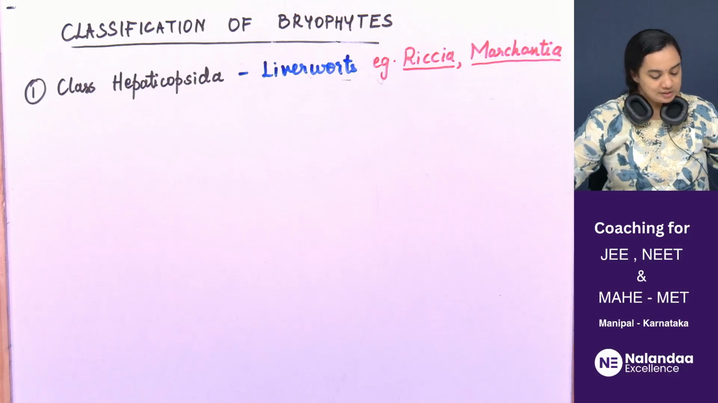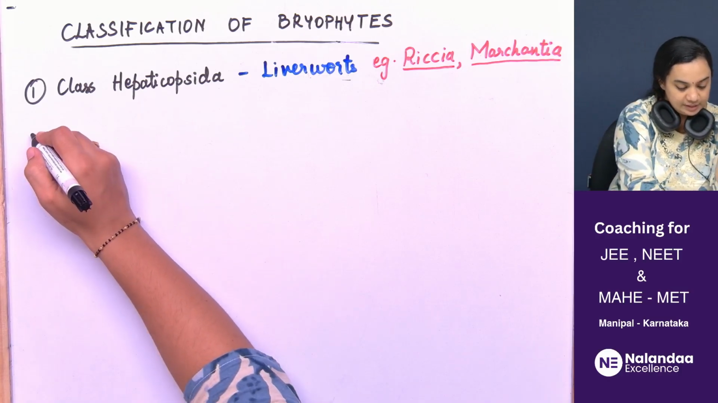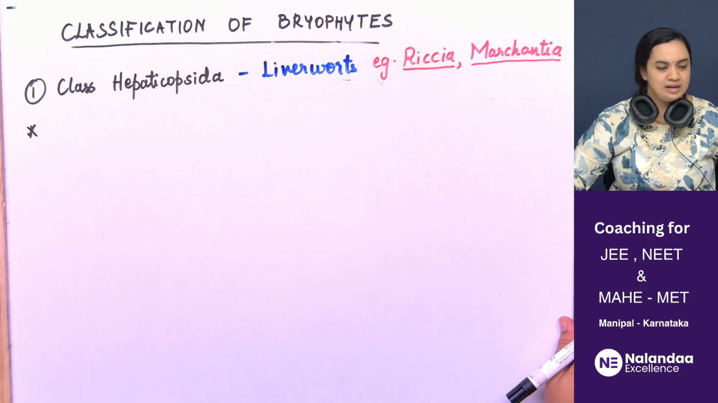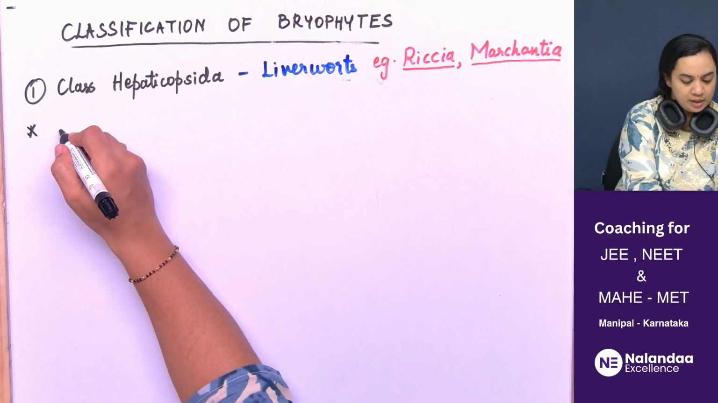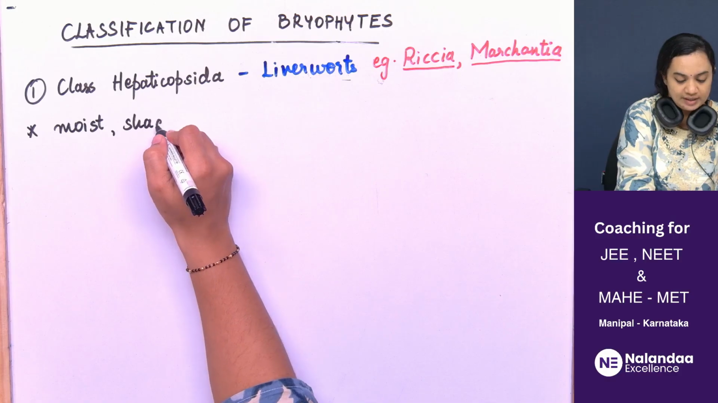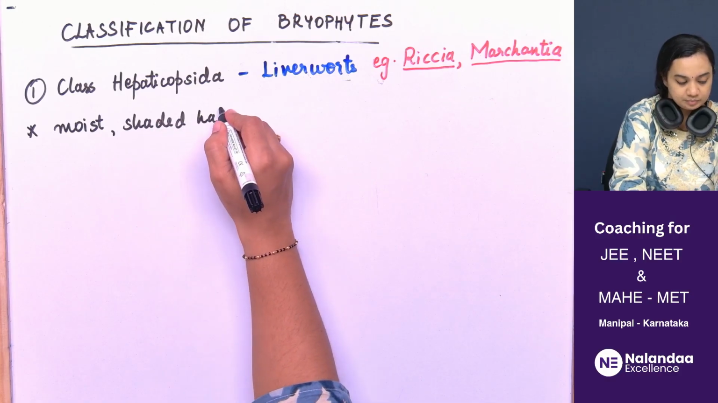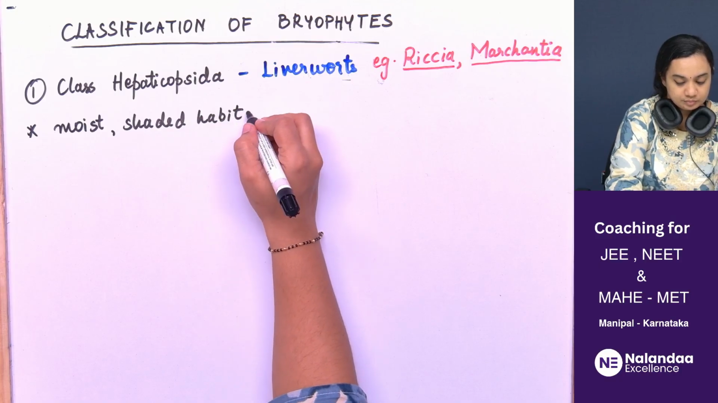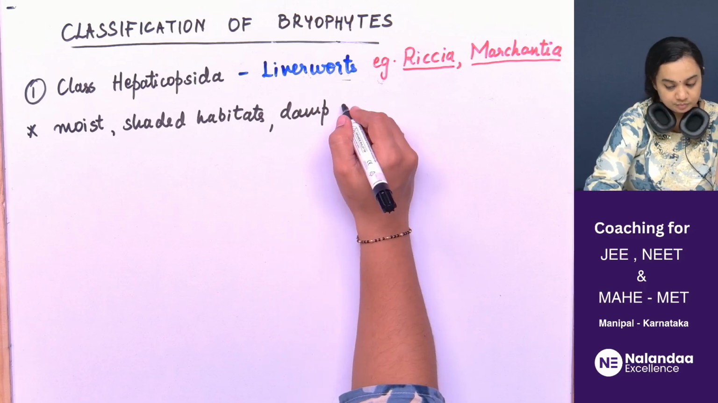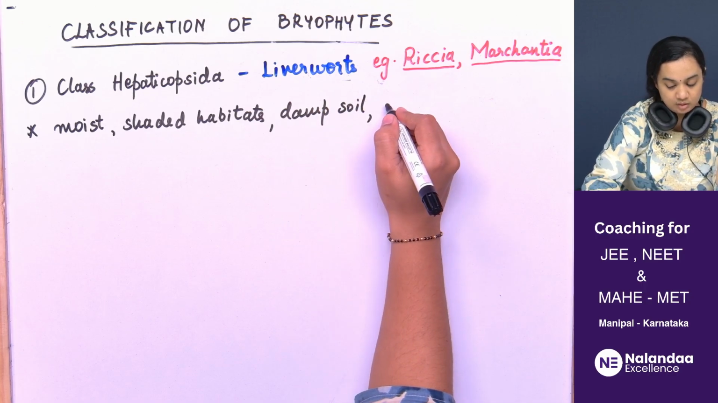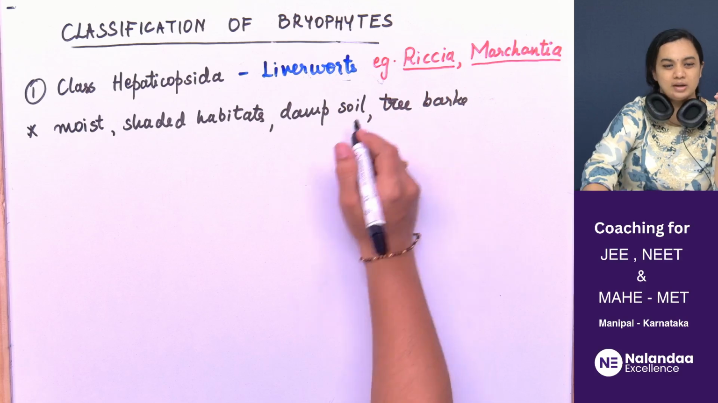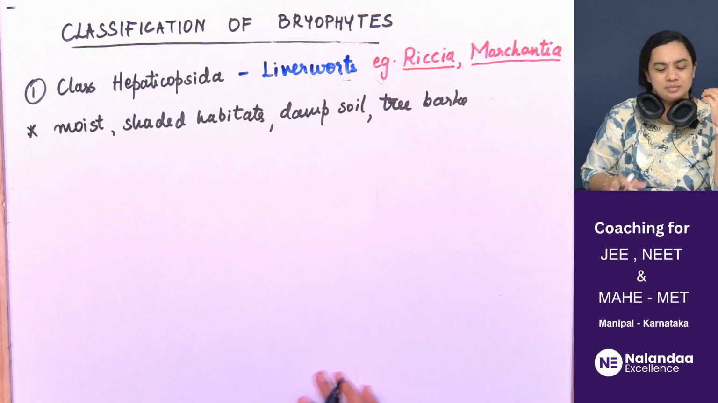Now, liverworts. The place where they are normally found is the same as where you normally find bryophytes. They usually grow in moist, shaded habitats, damp soil, damp tree barks, and usually on compound walls, anywhere where there is a damp environment.